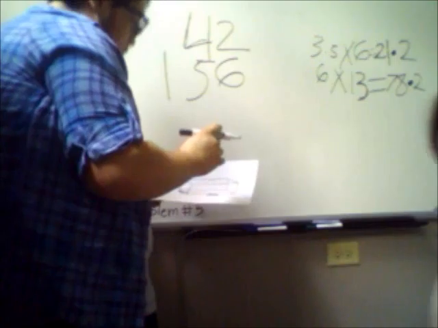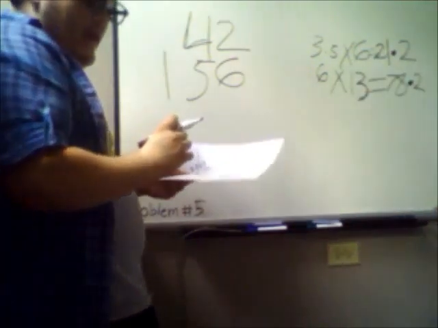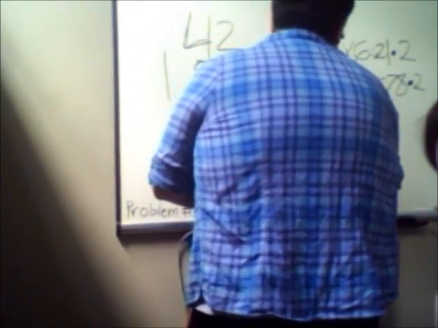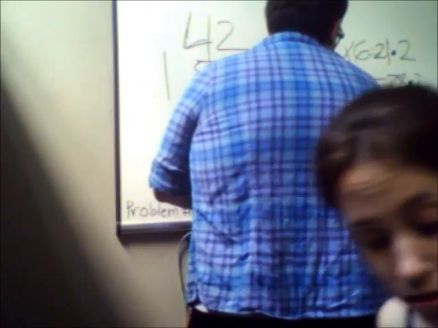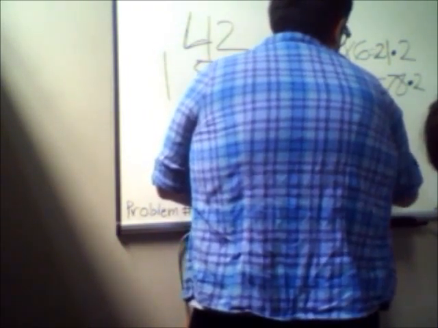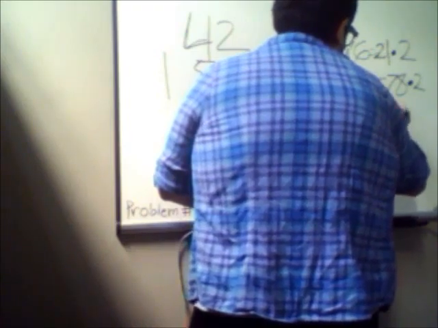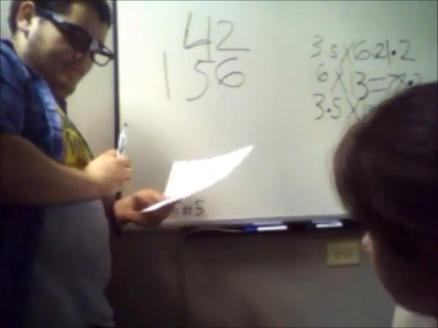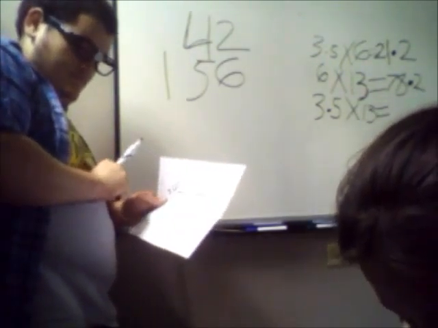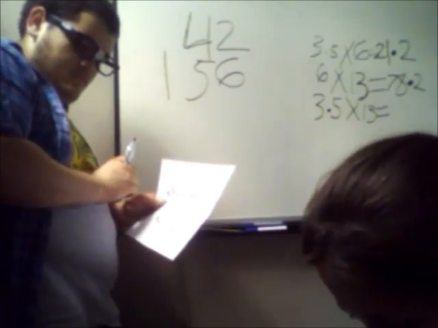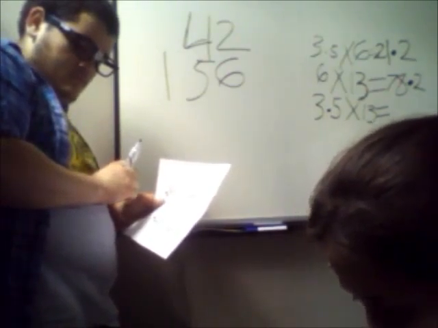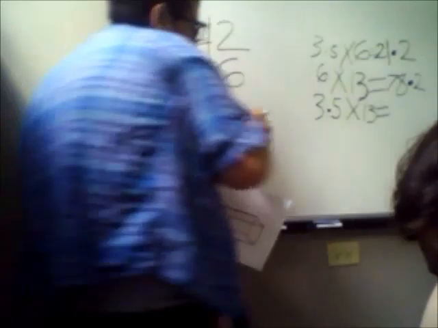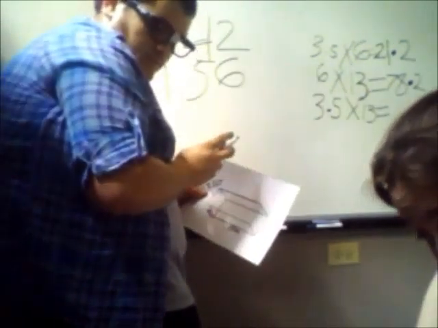Because I know the answers. Now we have another dimension of 3.5 times 13. What does 3.5 times 13 equal, little Miss Maria? 45.5, and you multiply that by 2 too? Exactly. And that's 91.